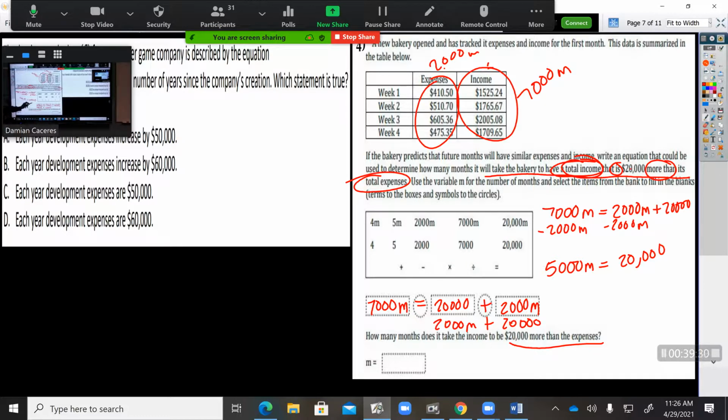And now you divide both sides by the coefficient, which is 5,000. And 20,000 divided by 5,000 equals 4. So in 4 months, the income will be 20,000 more than its expenses.